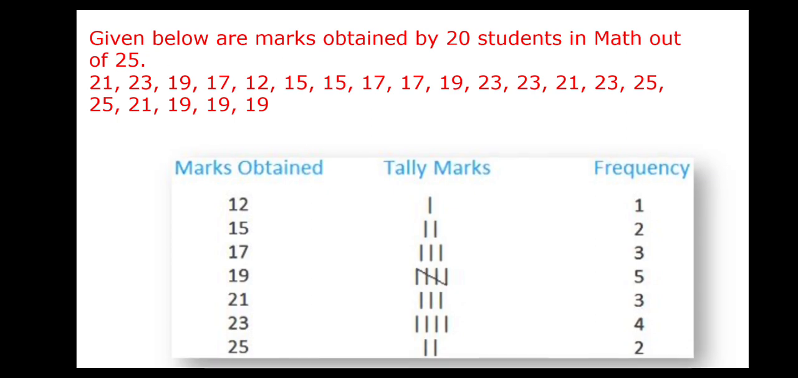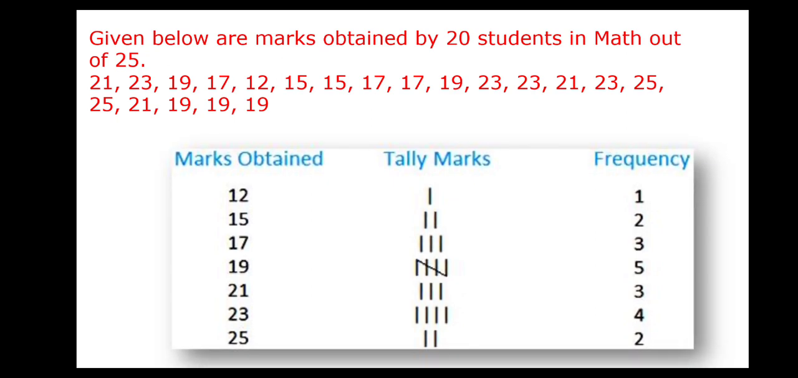Okay, look at that. Minimum value is 12, maximum value is 25. The first number is 21, against that one vertical line. Second number 23, against 23 one vertical line. 19, one line. 17, another line. 12, another line. Like that, against the corresponding value you can put the tally marks.